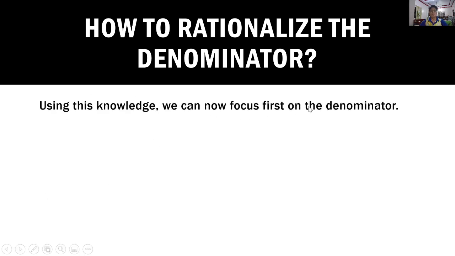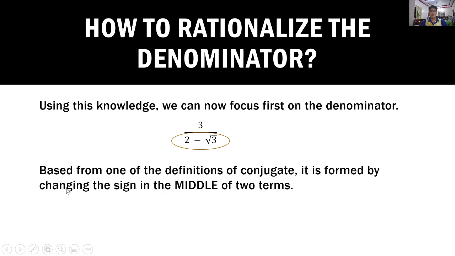Using this knowledge, we can now focus first on the denominator. Ito yung given, ha. Asan ang denominator natin? Ito. Focus tayo. Ang sabi, based from one of the definitions of the conjugate, it is formed by changing the sign in the middle of two terms. First term, second term, dalawang term. Papalitan daw yung sign sa pagitan. The conjugate of 2 minus the square root of 3 is 2 plus square root of 3.